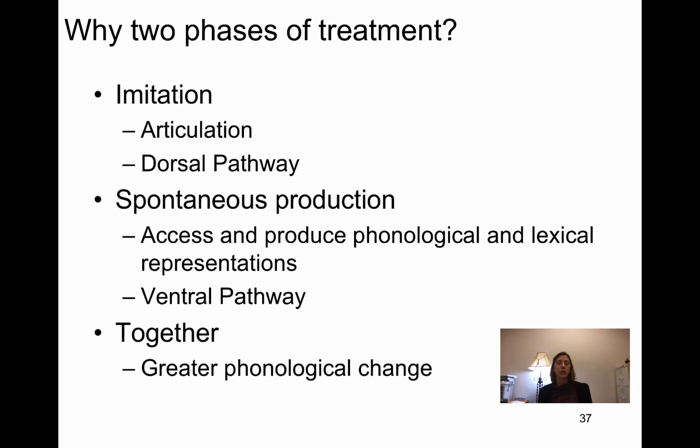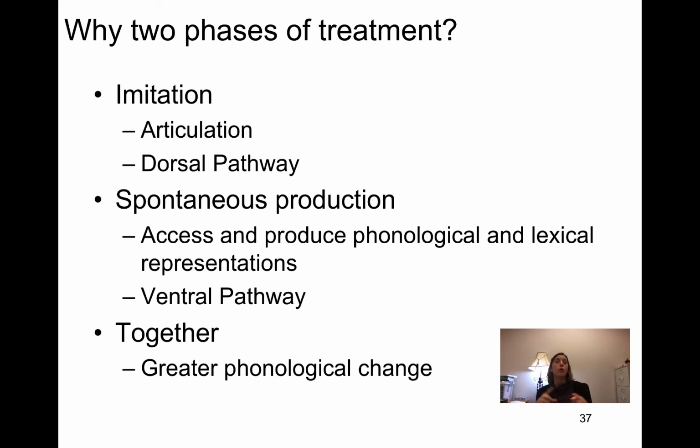So again, just to sum up, we start with imitation in treatment to teach the kids the correct articulation of their sound and their treatment words. But we move on to the spontaneous production phase so that the kids have to access all of the other lexical, semantic, and phonological information themselves without us helping them do it. Using spontaneous production is going to lead to higher levels of learning and greater phonological change than treatment that involves only imitation.